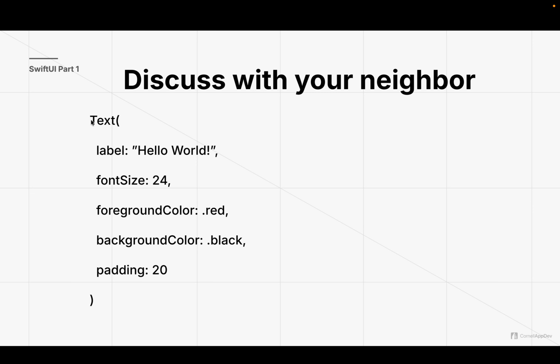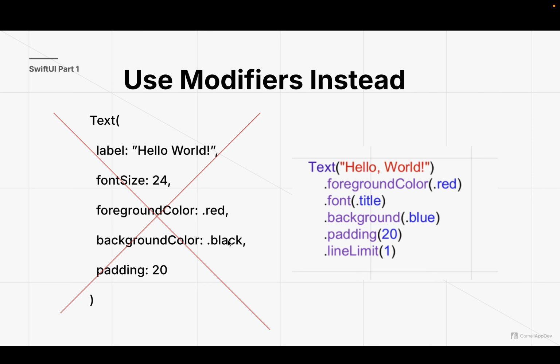So this is what you typically do in UIKit with a UILabel, but we don't do this in SwiftUI. All we need to do is Text, "Hello World", foreground color. So this one on the left with UIKit, you initialize a UILabel with all of these properties, all of these things you pass into the initializer.